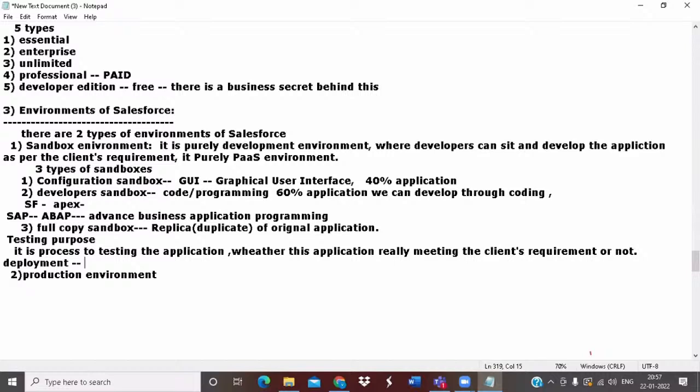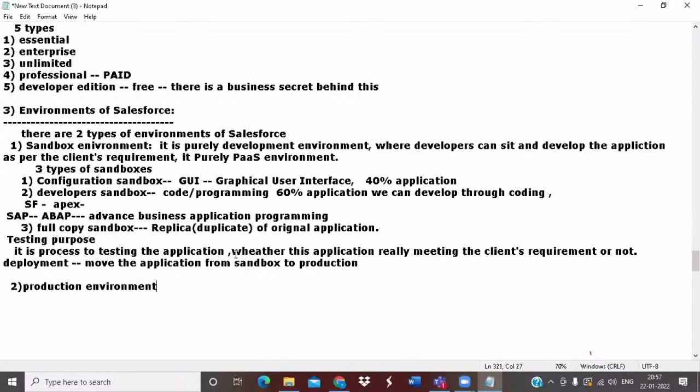What is the meaning of deployment? Move the application from the sandbox environment to production. That process can be called deployment. So what is a production environment? Production environment is the client's live environment. Here, the client and the client's employees are using the application. Clear, all of you? The client and client's employees are going to use the application.